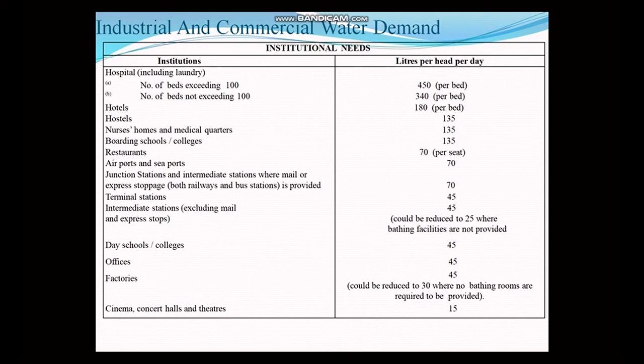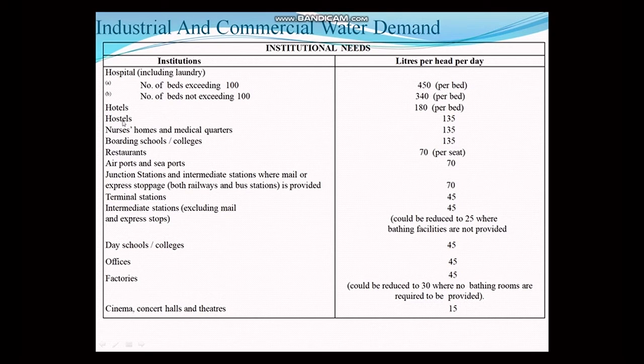So it's not measured in liters per head per day. And the hospitals having beds less than 100, the required water demand is 340 liter per bed. For hotels, the required water supply or water demand is 180 liter per bed per day. So you can see that for the first three cases, the water supply is measured in liter per bed per day, but not in liters per head per day.